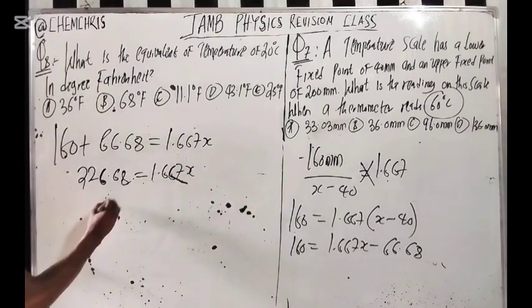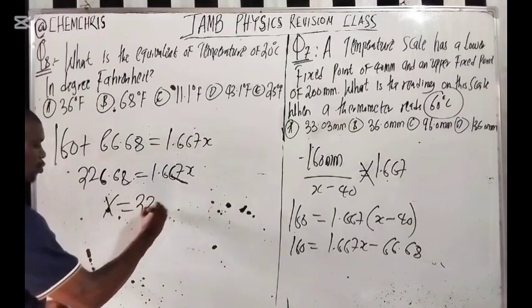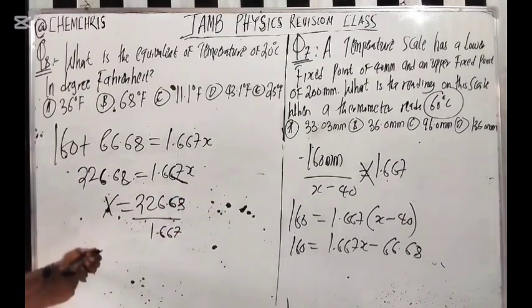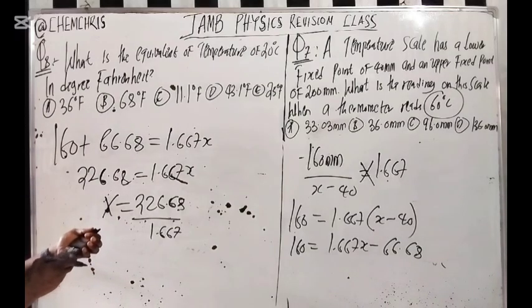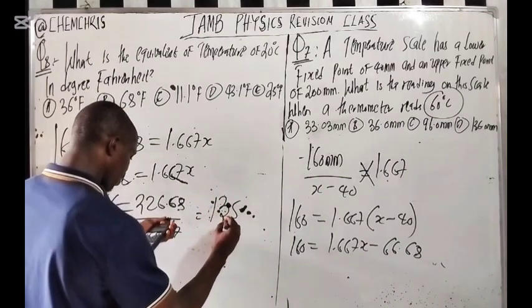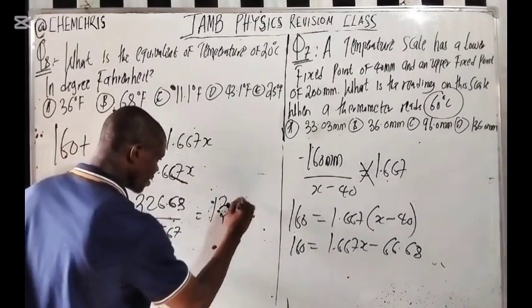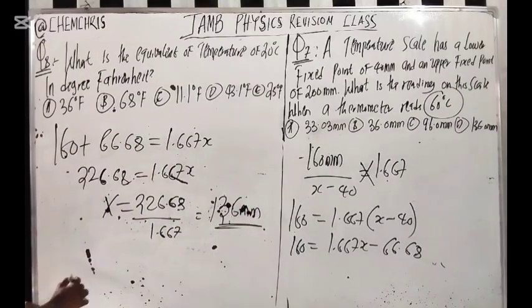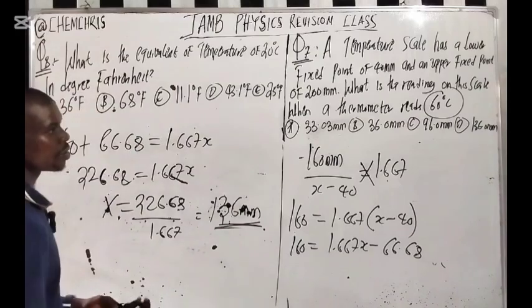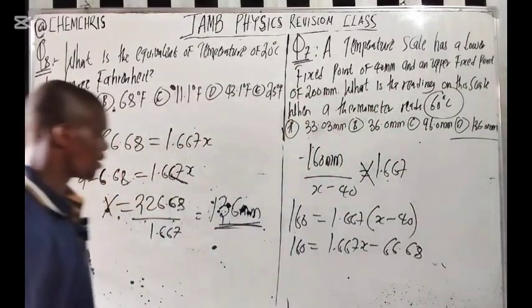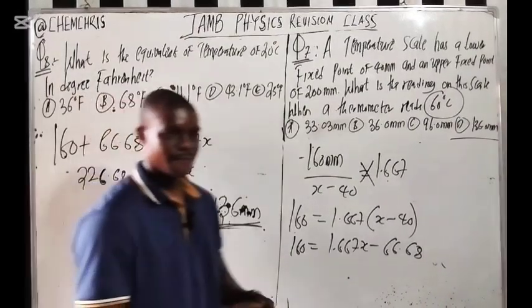Divide both sides by 1.667, making x the subject of the formula. Here you have x equals 226.68 over 1.667, right? So dividing by 1.667, we have 136 millimeter of mercury. So the temperature is 136. Yes, we have the answer here: 136 millimeter. That is the answer.